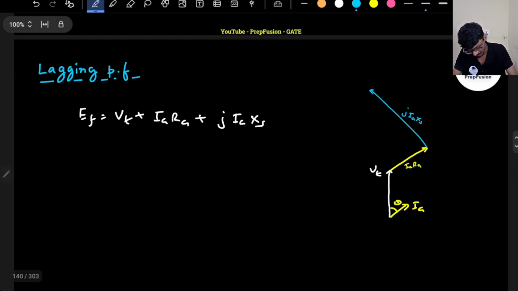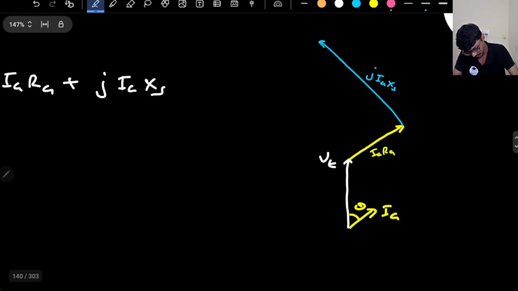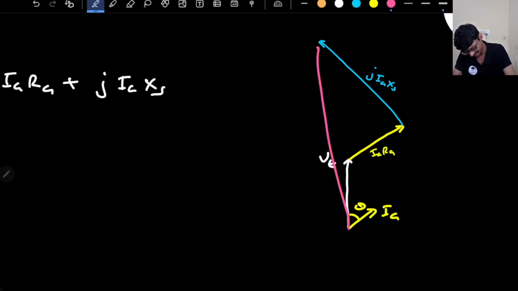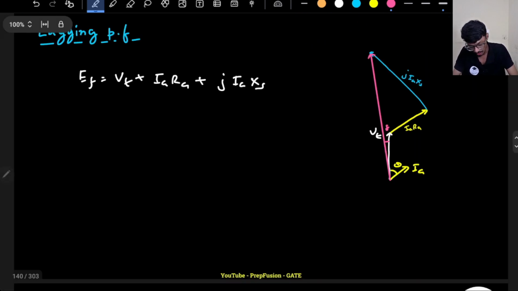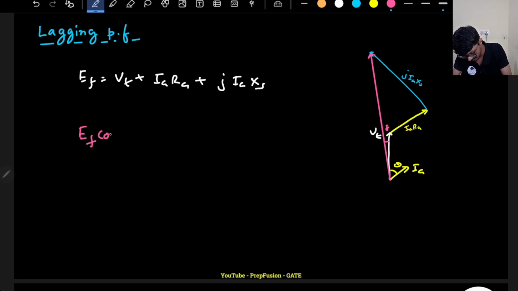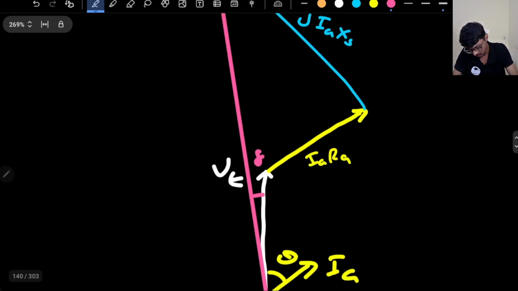So what will be my EF basically? My EF will be these two connections. I will try to make it a straight line. So this will be EF, and remember this delta. This is delta. Now how will I make this projection? What is EF cos delta now?